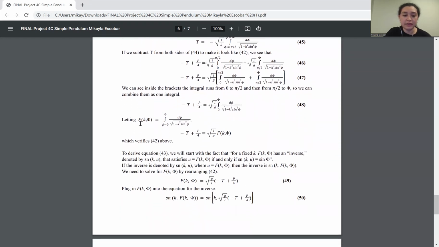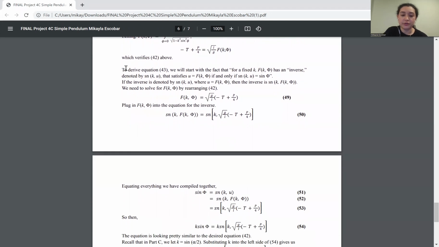Now we're going to let f(k, φ) be equal to the integral portion. So you can substitute that in, and this is the equation we're left with. And this verifies equation 42.